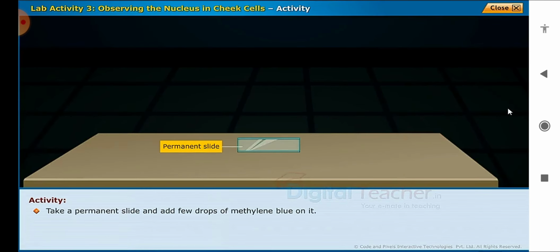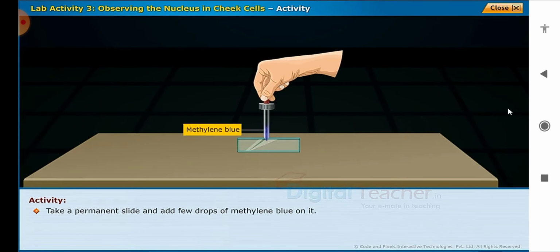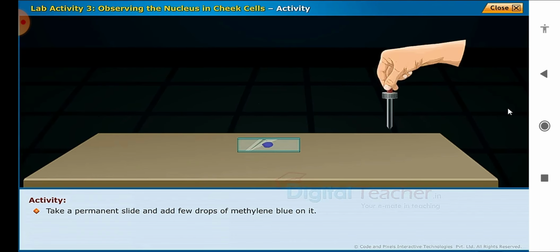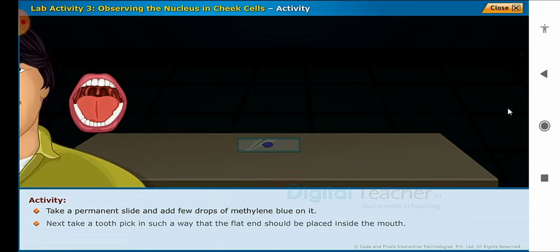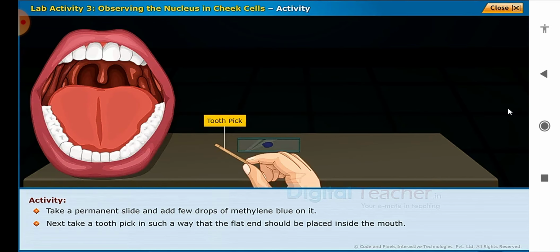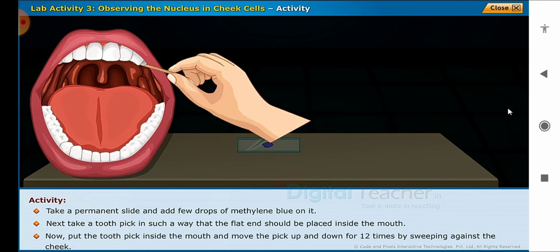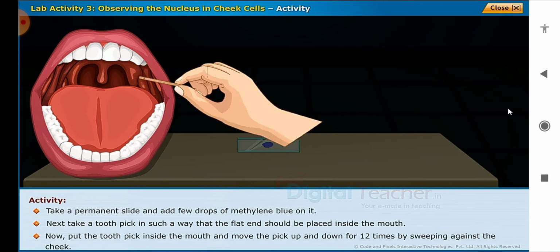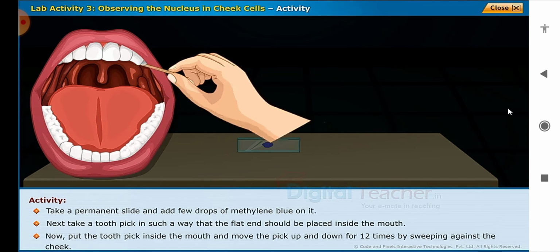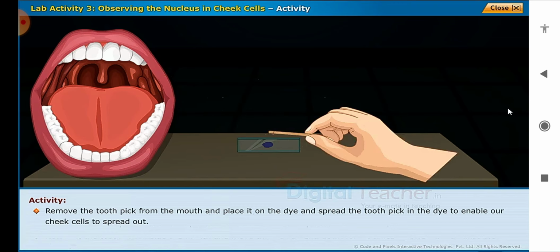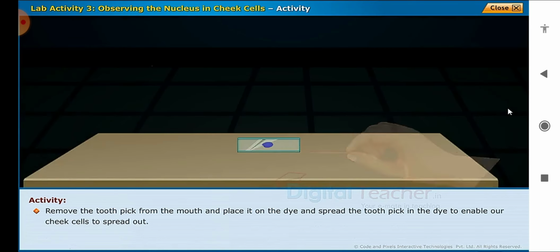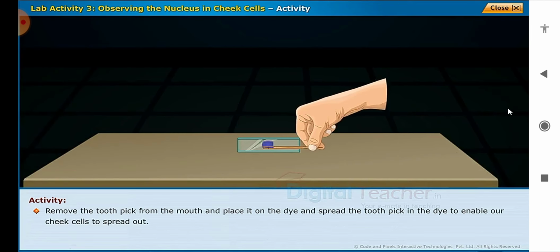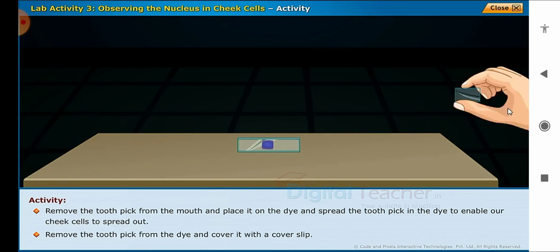Take a permanent slide and add a few drops of methylene blue on it. Now take a toothpick in such a way that the flat end is placed inside the mouth. Now put the toothpick inside the mouth and move the pick up and down 12 times by sweeping against the cheek. Remove the toothpick from the mouth, place it on the slide and spread it to enable our cheek cells to spread out. Remove the toothpick from the slide and cover it with a cover slip.